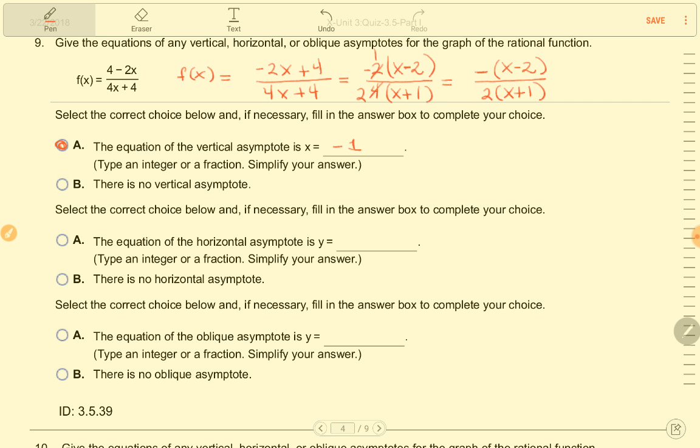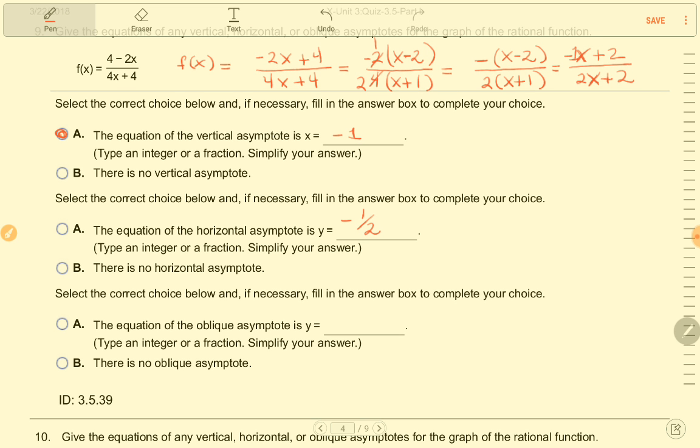To see the horizontal asymptote, let me simplify this just a little bit more. So I have negative x plus 2, I'm just distributing that negative, and then 2x plus 2. And since the degree of the numerator is the same degree as the denominator, my horizontal asymptote will be at y equals negative 1/2. And that's because the lead coefficient of the top is negative 1 and the lead coefficient of the bottom is 2.